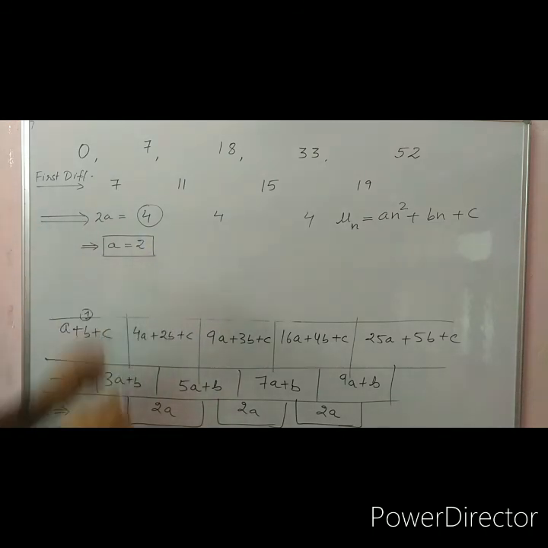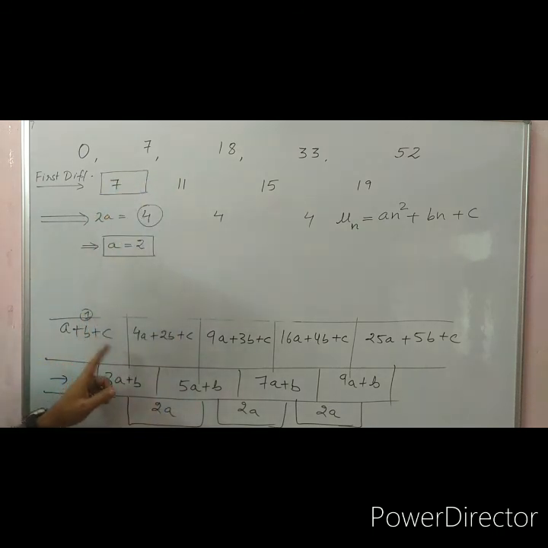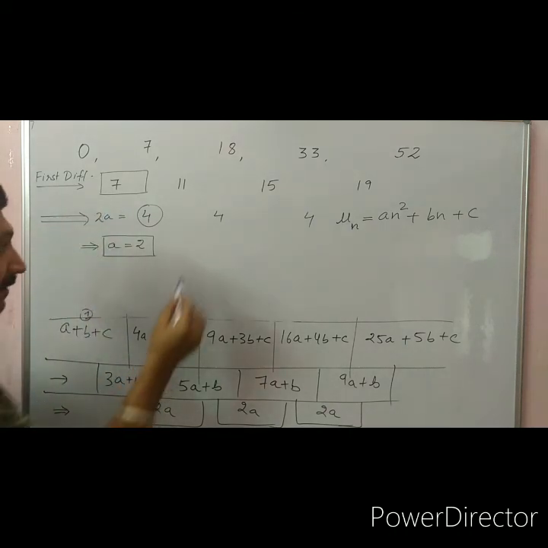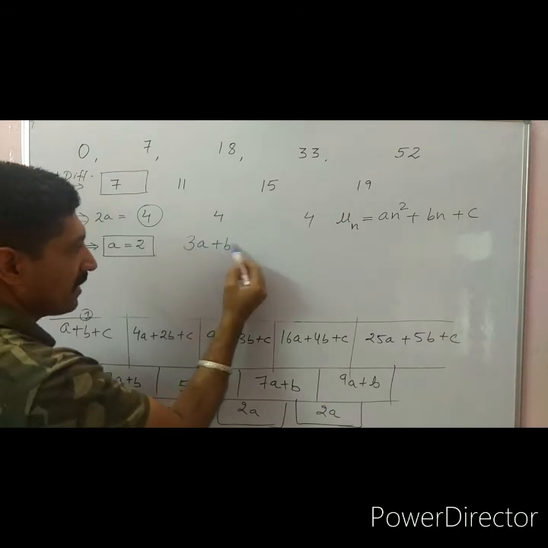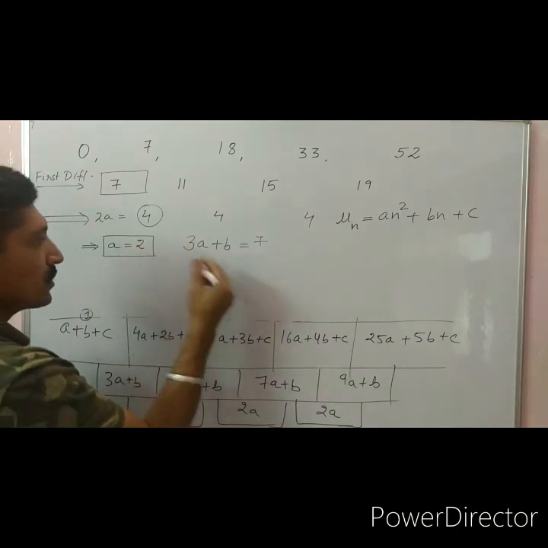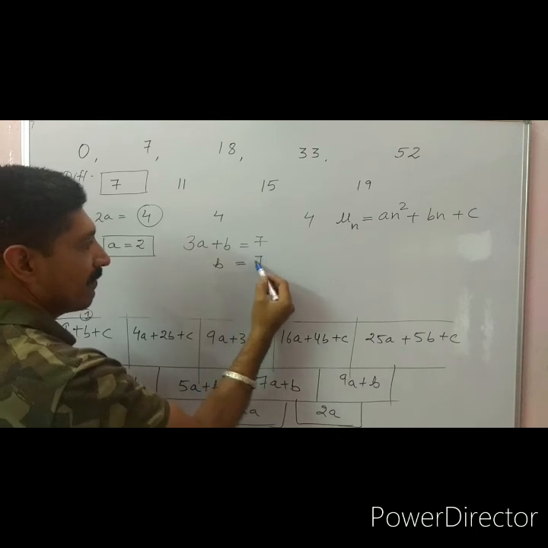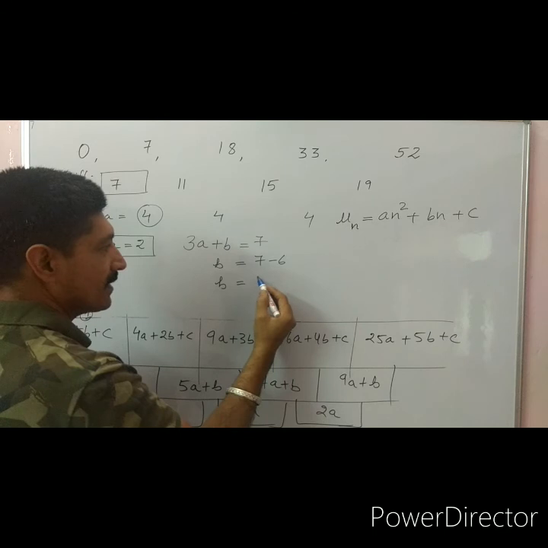Now the difference of the first and second terms, that is 3a plus b, is equal to 7. So we have 3a plus b is equal to 7. The value of a is 2, so b is equal to 7 minus 6. So b is 1.